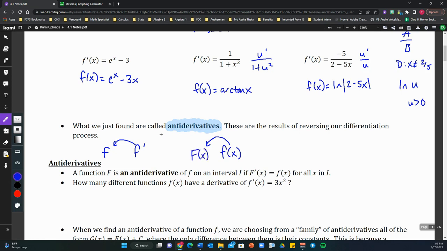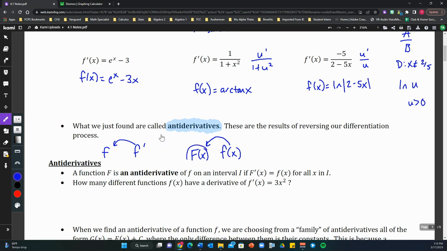That is an indication that we went backwards from our lowercase f of x function. So it's another notation way of representing that we went in that reverse order. So definition here: a function capital F is an antiderivative of little f on an interval if the derivative of capital F is equal to little f. So again, it's just another way of expressing that relationship.